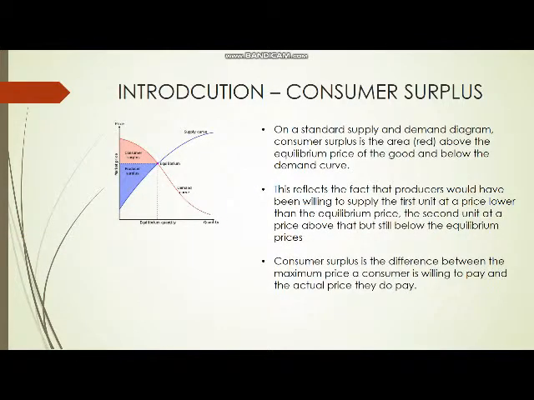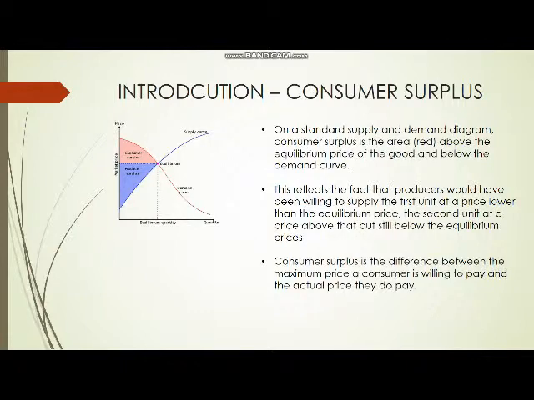On a standard supply and demand diagram, consumer surplus is the area above the equilibrium price of the good and below the demand curve. This reflects the fact that consumers would have been willing to pay a higher price for the first unit, and a price above the equilibrium price for the second unit.